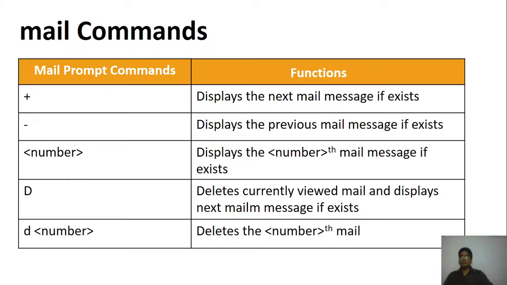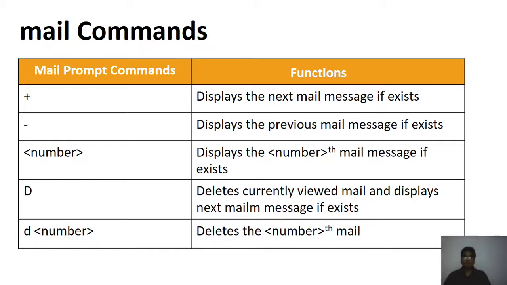In that mail prompt, you can type plus to display the next one, minus to go back, or press a number to take you there, and delete the nth mail by typing D. I think the last thing that I did was I typed small case d and it deleted everything. So if you just press D, the current mail will be deleted. If you press D3, that means the third mail will be deleted. So this is how you can delete the mail.